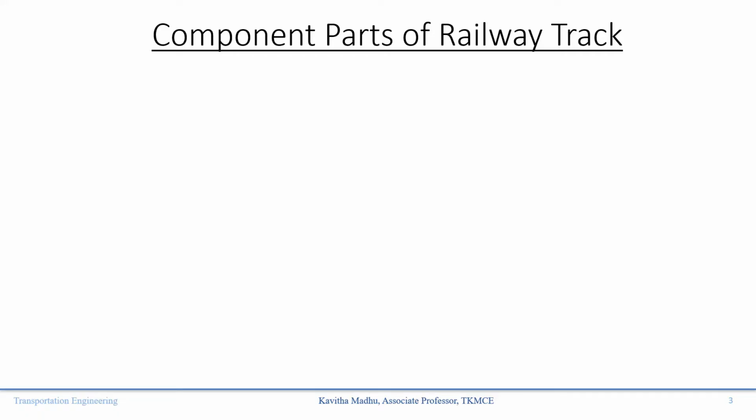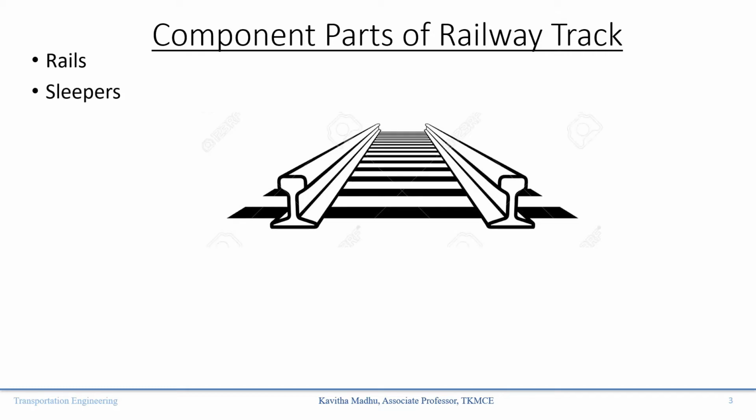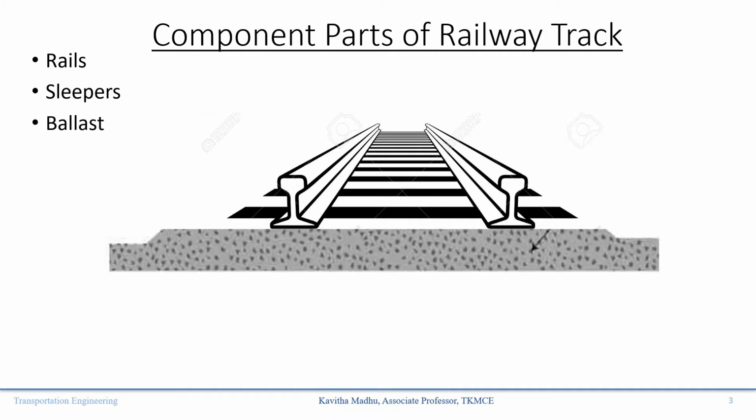So let's see the component parts of railway track. So track is a railroad over which the trains are running. Okay. So essentially it should have the rails. So it consists of two parallel rails which are fastened to the sleepers, okay, at a specified distance. And these sleepers are embedded over the ballast of specified thickness. And the ballast is spread over a wider area of level surface.